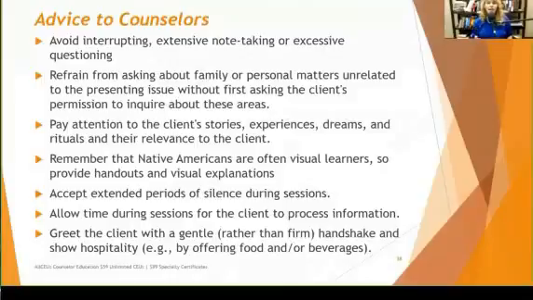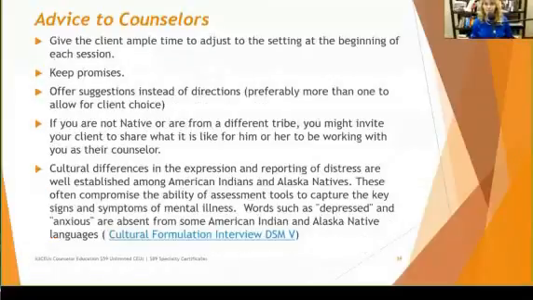When you greet clients, greet them with a gentle handshake and show hospitality. That firm handshake that we value in Western cultures isn't valued in many other cultures. So greet them with a gentle handshake and show hospitality. If you're able to offer them bottled water or something, great. Otherwise, make sure that they feel like they can make themselves comfortable in your office.